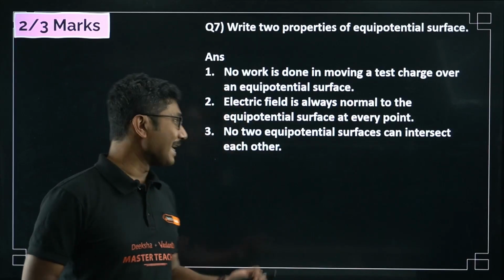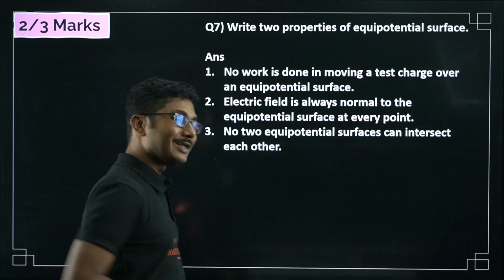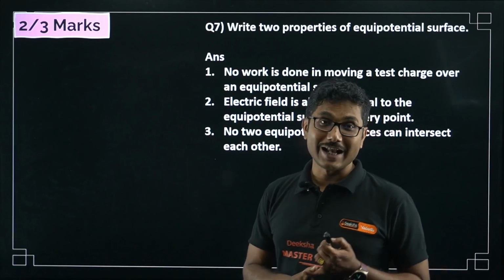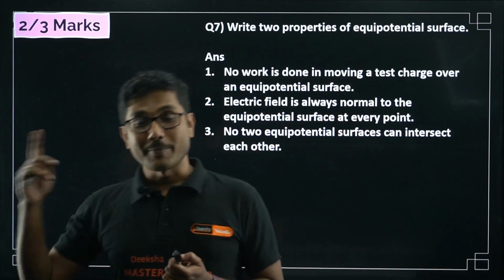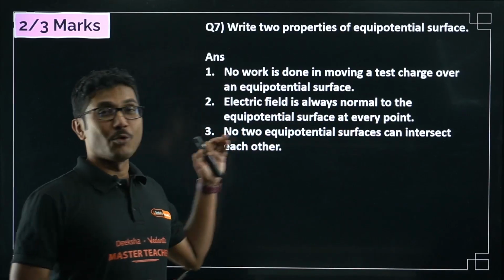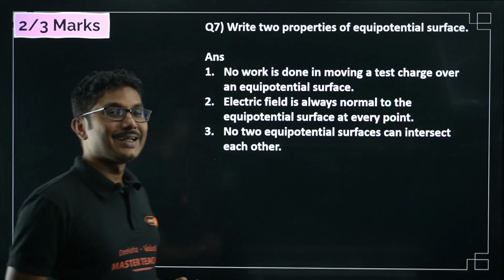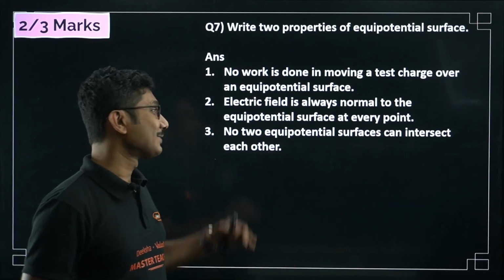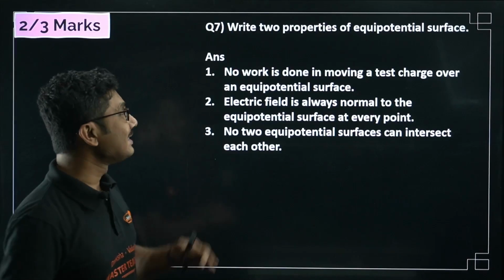So again, the most common property of all the things that you study, properties of field lines, properties of equipotential surface, properties of magnetic field lines. So this is the most common property. All the students remember it, write it correctly, but other properties they might forget. So you have to remember these points.